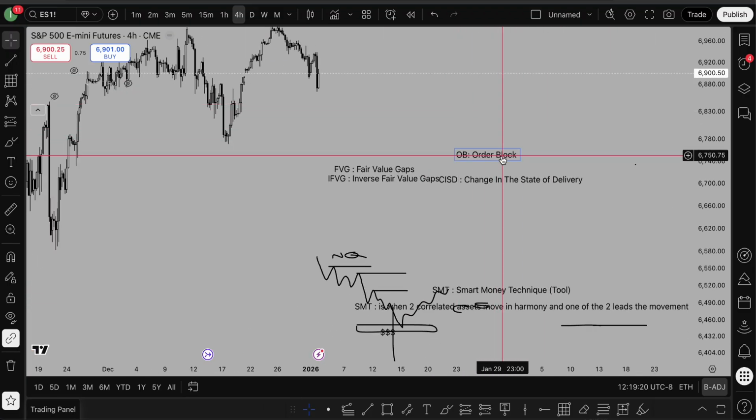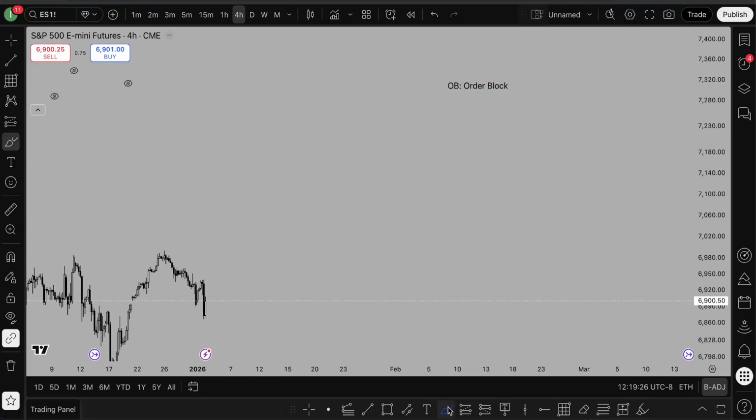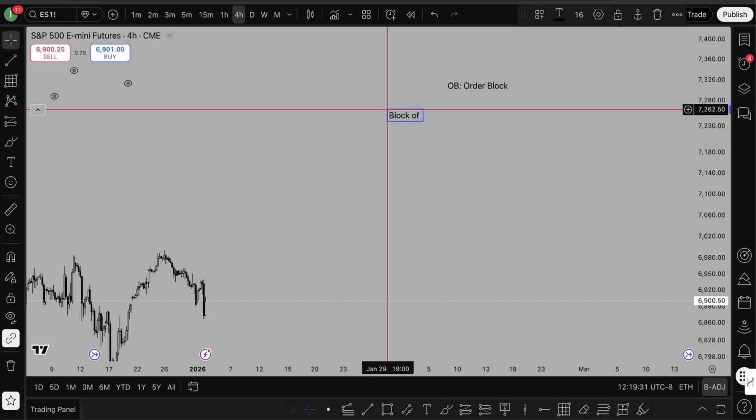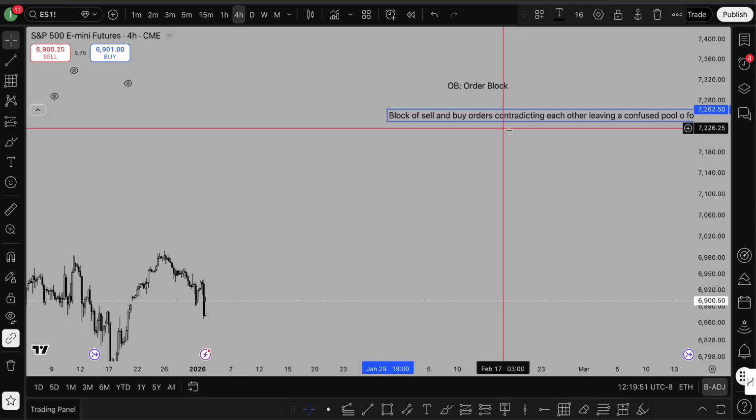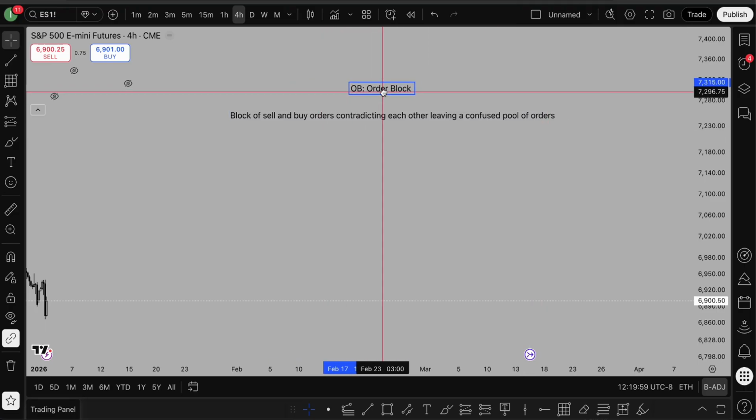Okay, so next thing we'll go over is order blocks. I don't trade these, so I'll go over these very quickly. Basically, all an order block is a block of sell and buy orders contradicting each other, leaving a confused pool of orders. Okay. So this is how I like to think of order blocks.